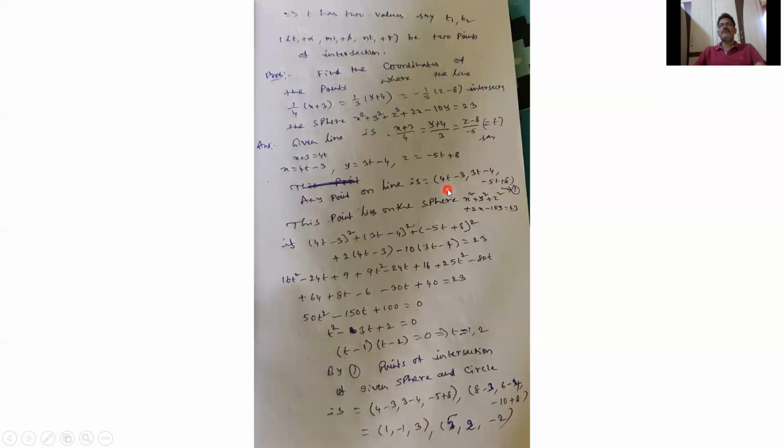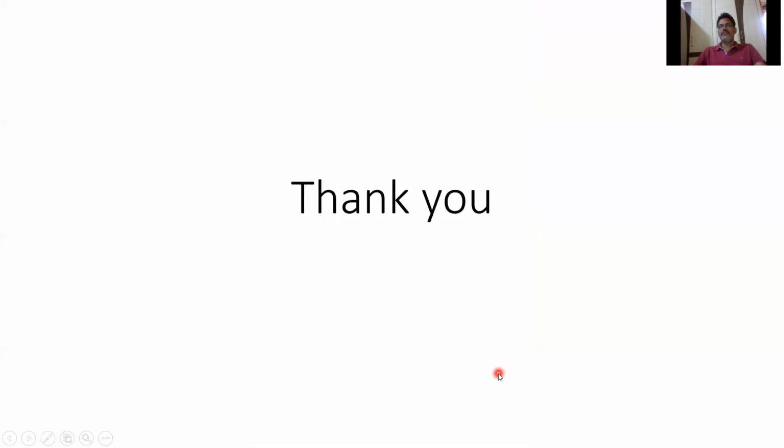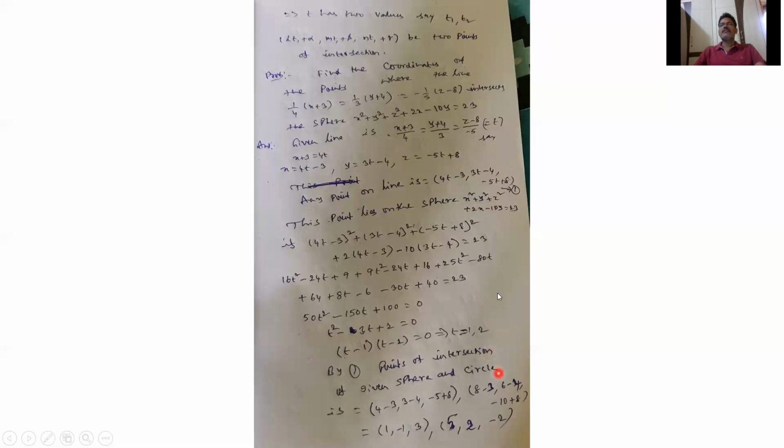Writing t is equal to 2: 4 into 2, 8. 8 minus 3. And 3t minus 4, with t equal to 2: 6 minus 4. Here minus 10 plus 8. Minus 2. So 5, 2, minus 2.